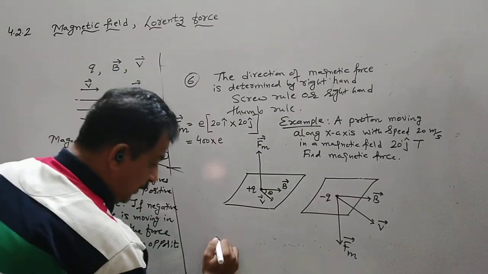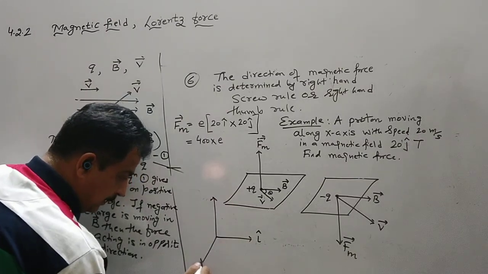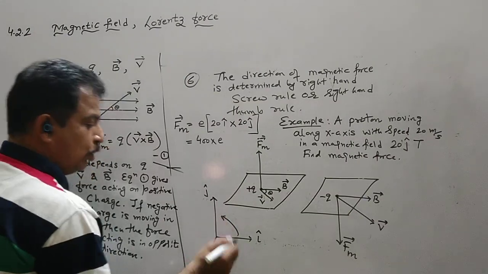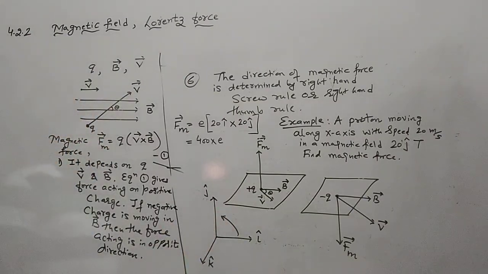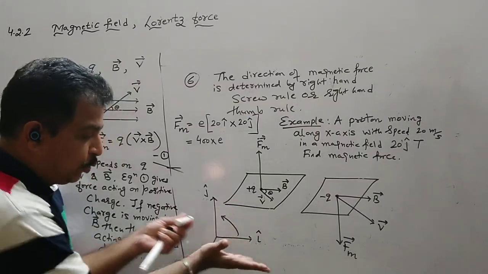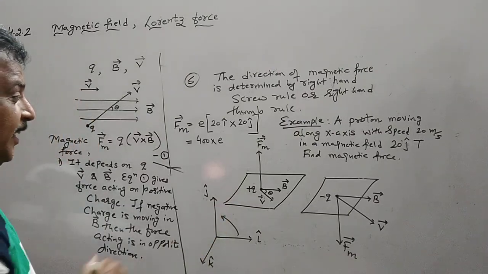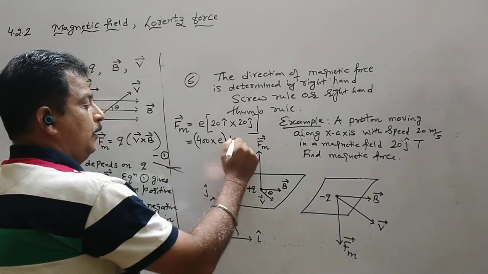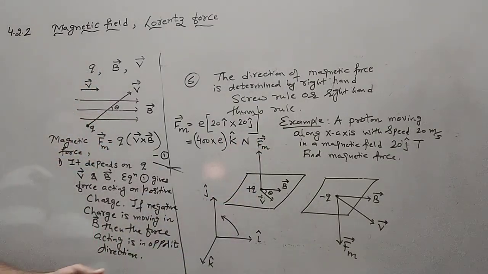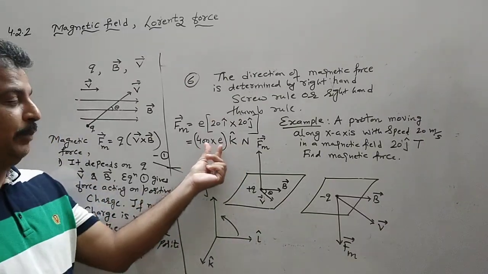So if you remember this diagram, this is i cap, j cap, so i cross j. If I keep a screw perpendicular to the plane containing i and j and rotate it from i to j, the thumb is outward, that is the Z axis, that is k. So the particle will move along the positive Z axis and its magnitude is 400 multiplied by e.